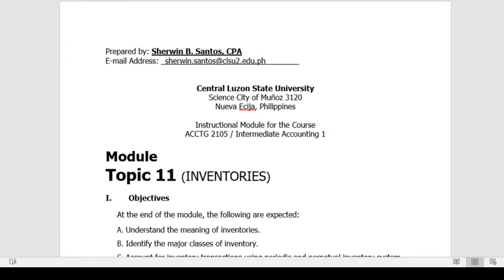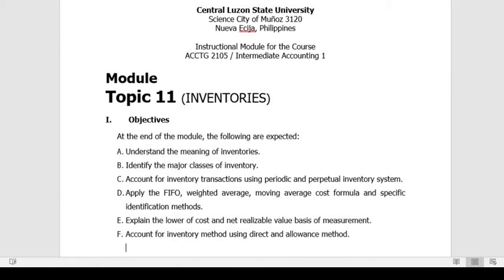the asset account. At the end of the module, we will be able to understand the meaning of inventories, the major classes of inventories, which by this time a third year accounting student should be familiar with. Account for inventory transactions using periodic and perpetual inventory system. This is the same. Apply FIFO, weighted moving average cost formula, and specific identification methods. Explain the lower of cost and net realizable value basis of measurement.